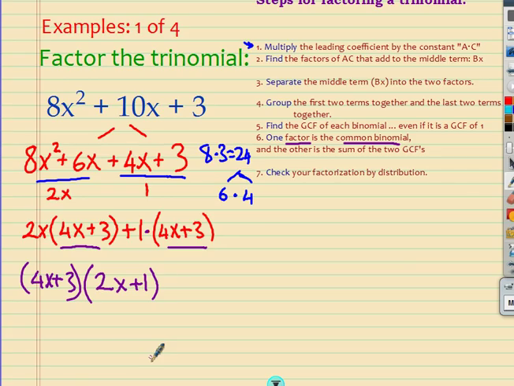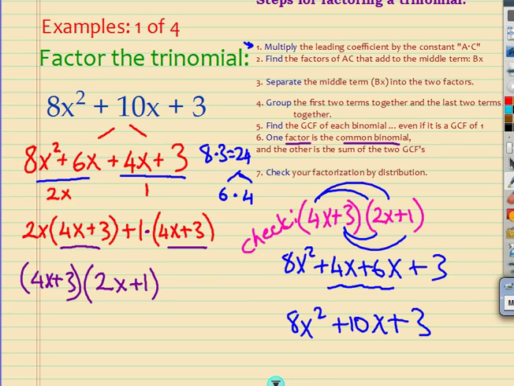We can do a check step by distributing this back again. Here's my check step. In the check step, we will distribute the first term to the next two, distribute the second term to the next two. After we do the distribution, we combine like terms, and as you can see, we got back to the original problem, so our factoring was correct.